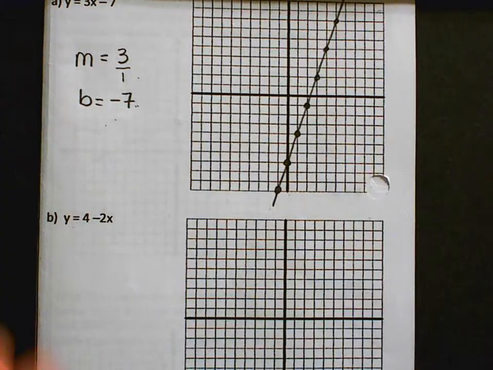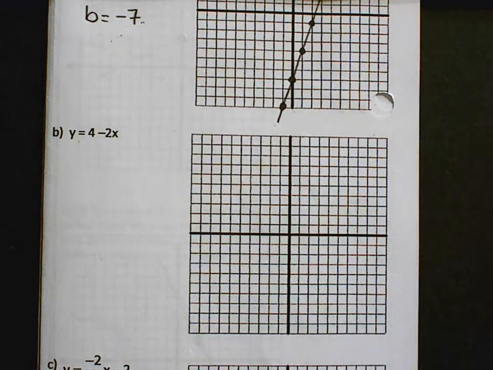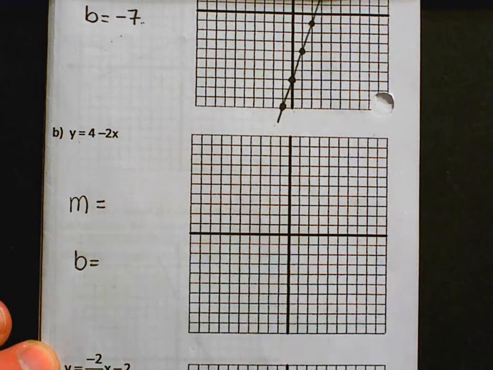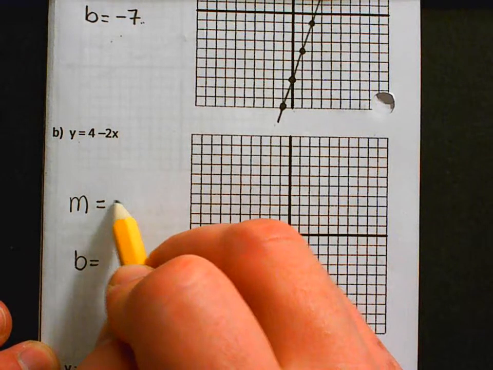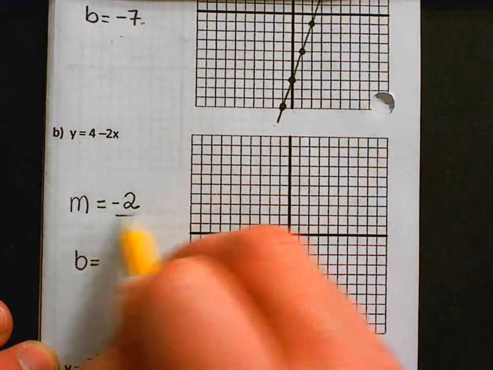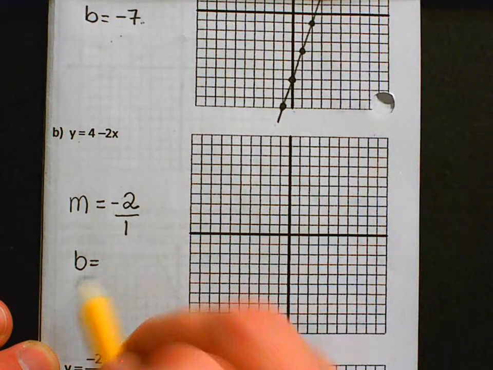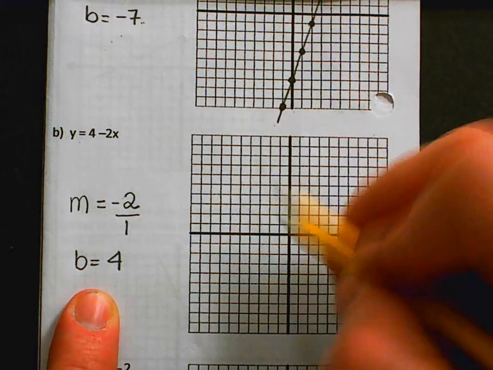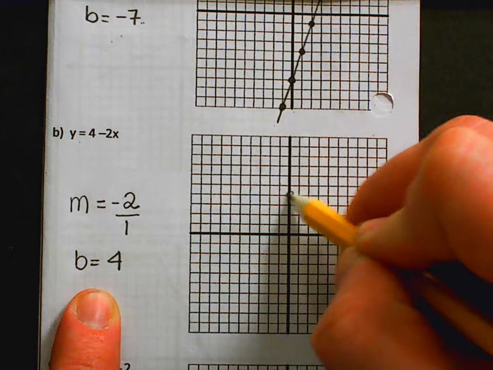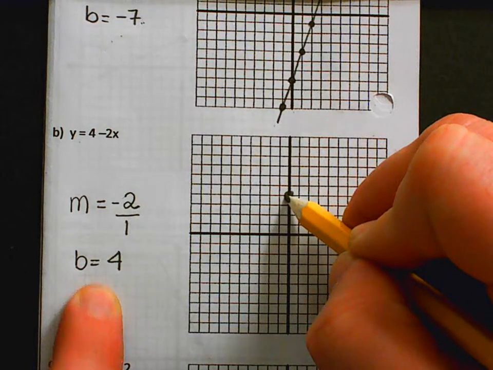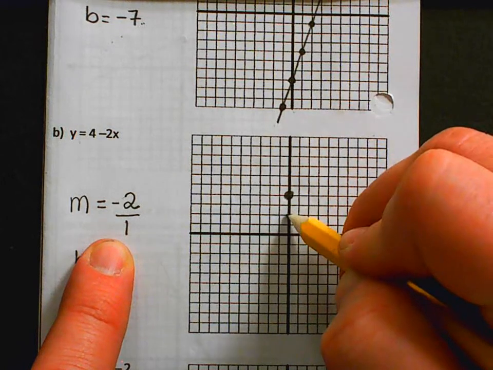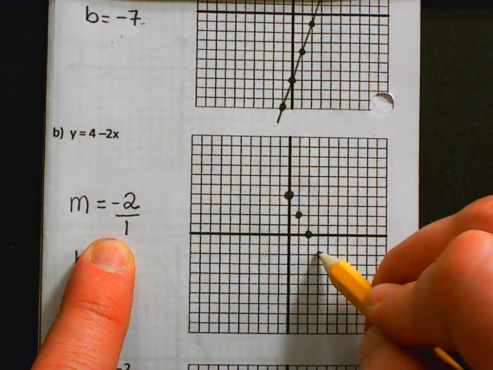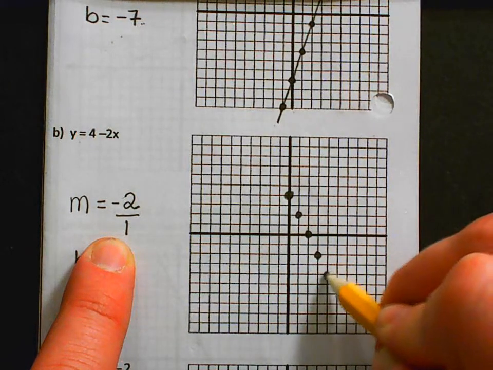The next one is y equals 4 minus 2x. Again, identify your m and your b. The m is the number in front of the x, so this is negative 2. Remember, we want a fraction, so put a 1 underneath. And the b is 4. We always start the graph with the b, so b will be 1, 2, 3, 4. Then we use the slope, which is down 2 over 1. Remember, you always fill in the right side first. Down 2 over 1, down 2 over 1, and so forth.